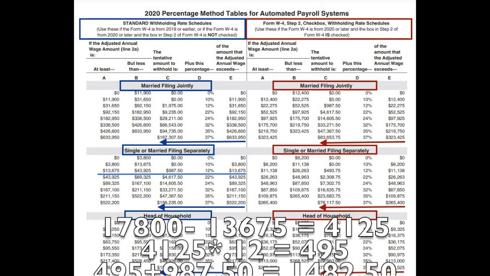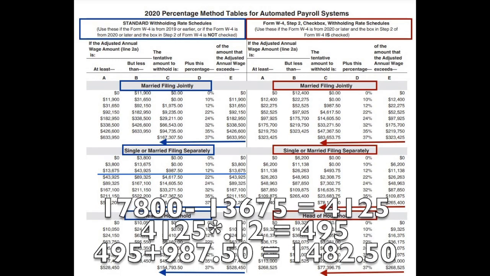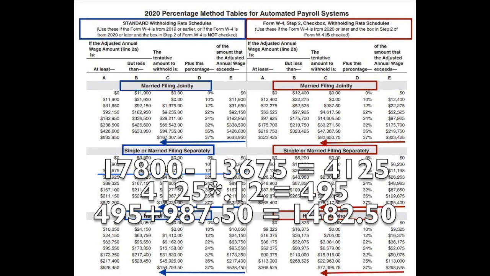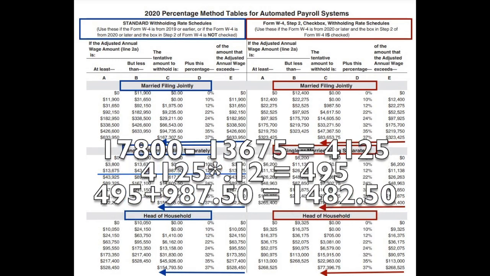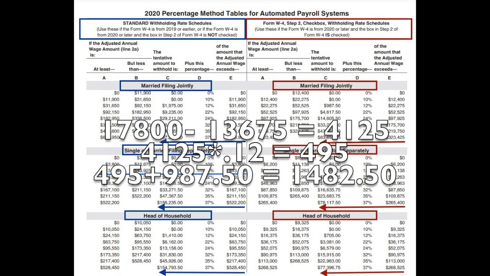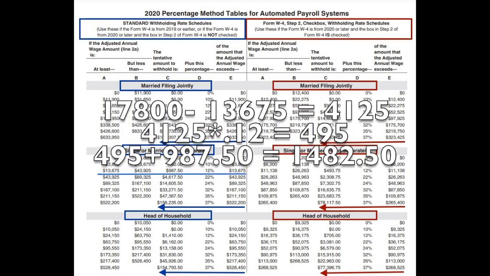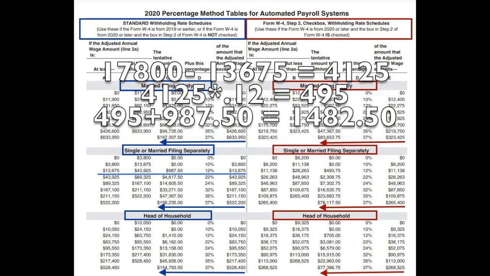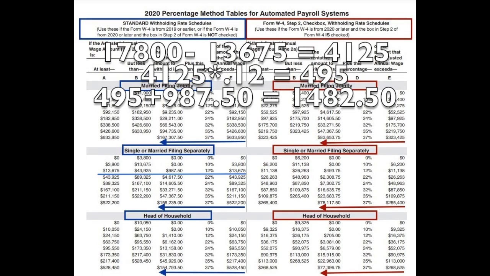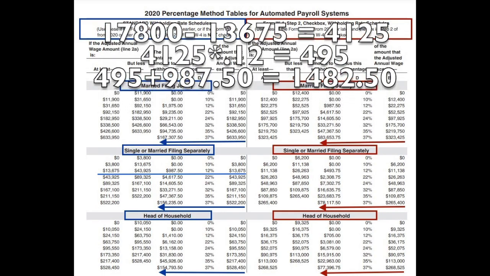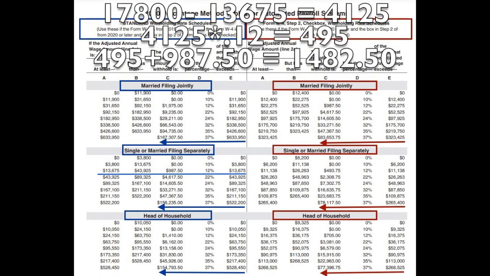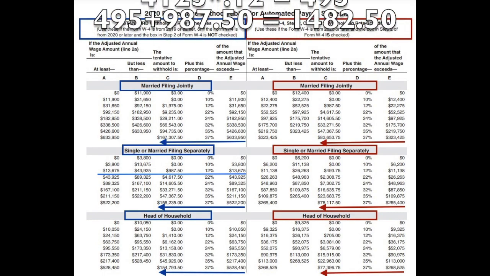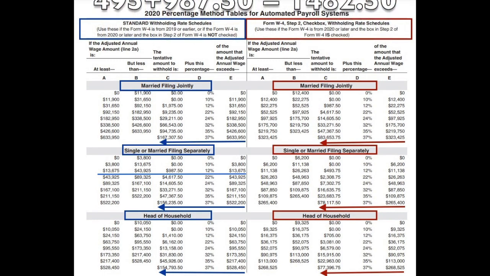So to that 17,800, we will subtract the 13,675, that is the last number on the third row. And then we will multiply our answer with 0.12, which is the 12%, and we get $495. To $495, we will add 987.50 and we get the total federal tax of 1,482.50. That is the federal tax for the whole year.